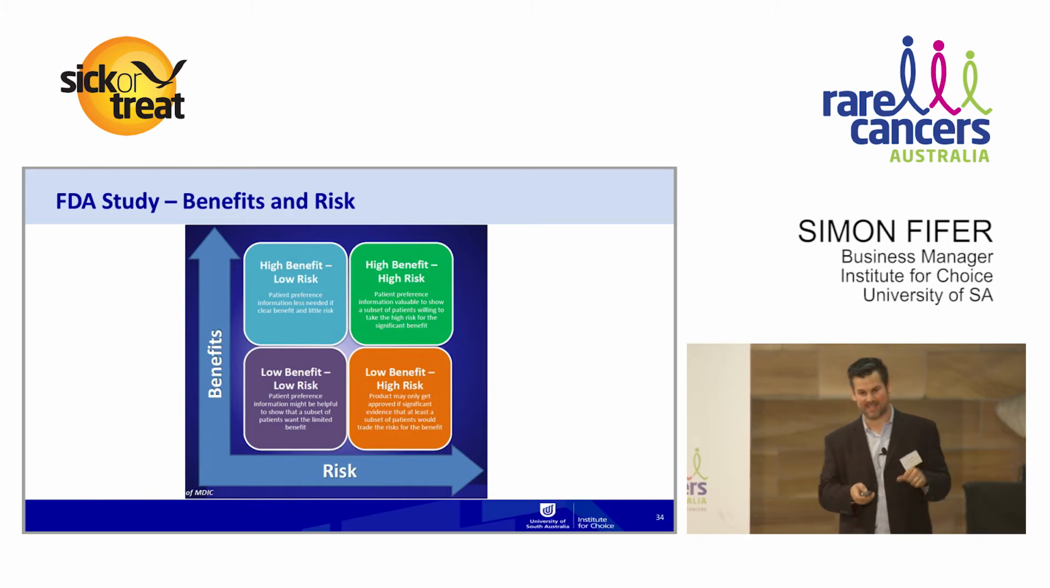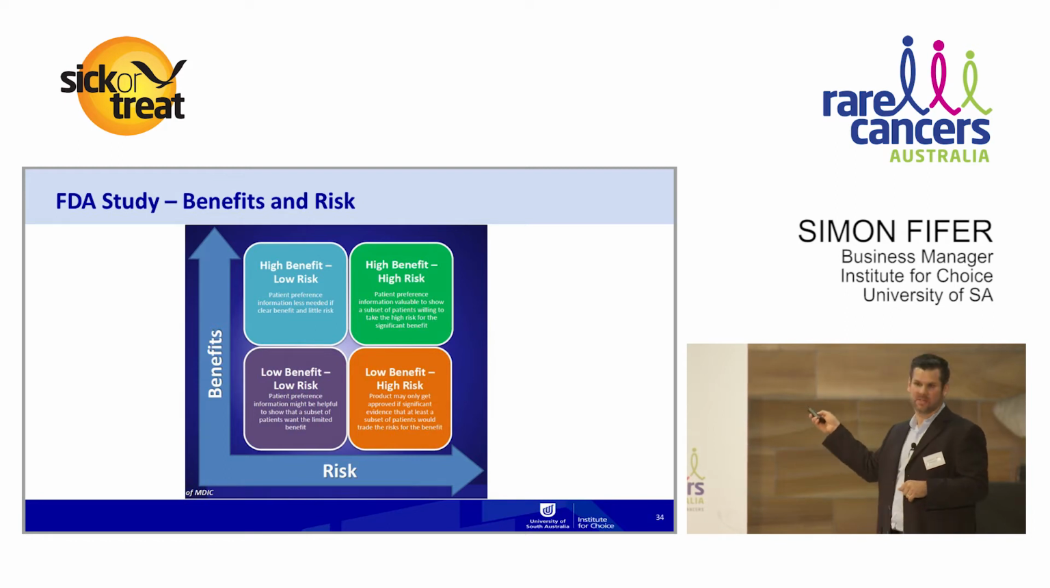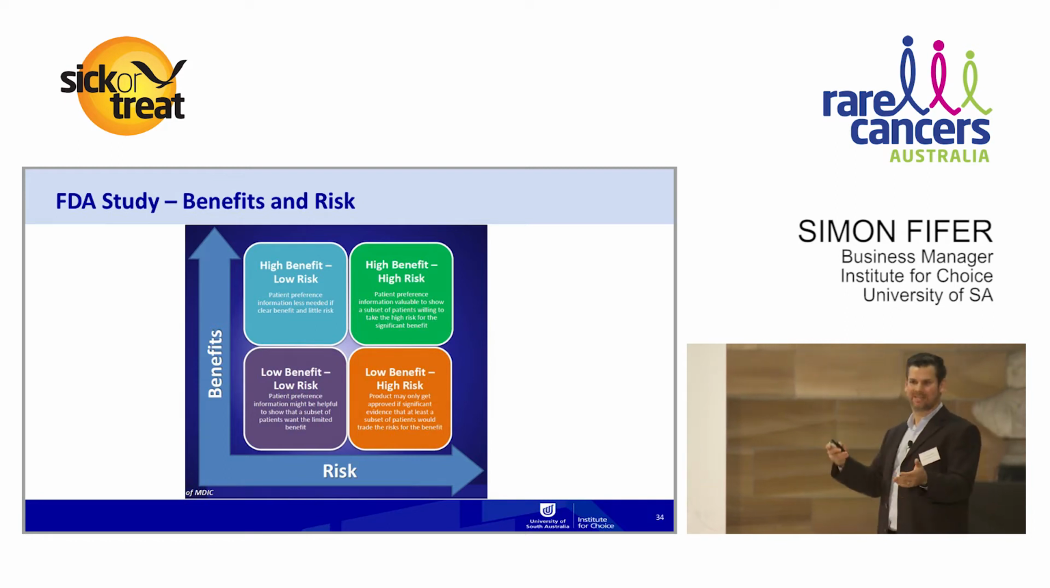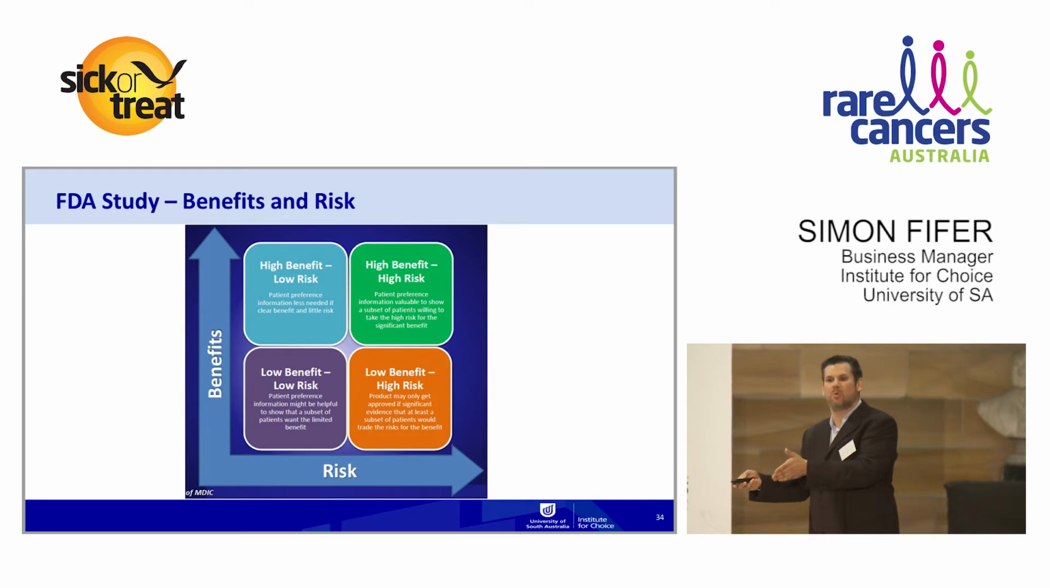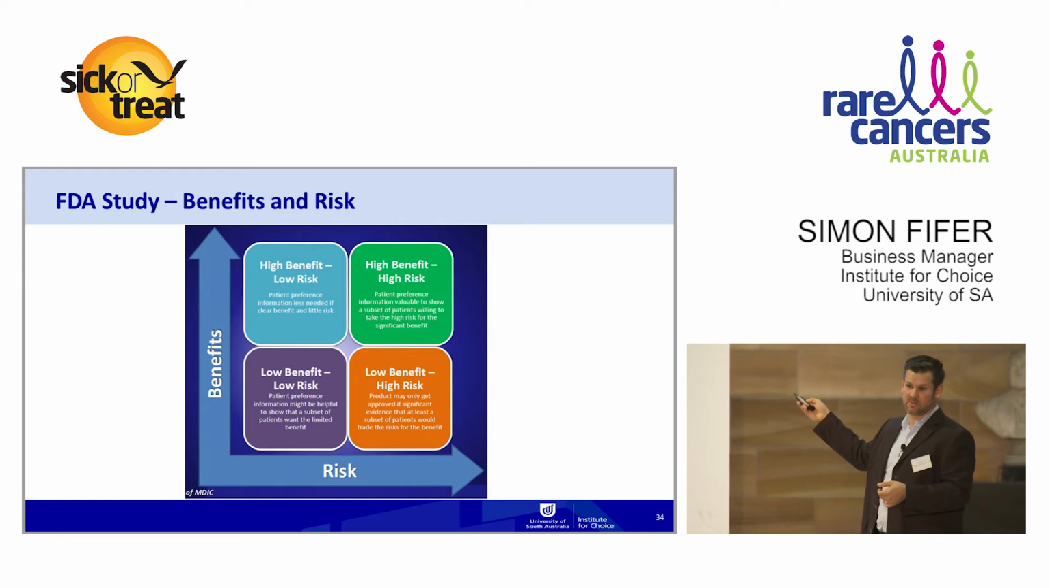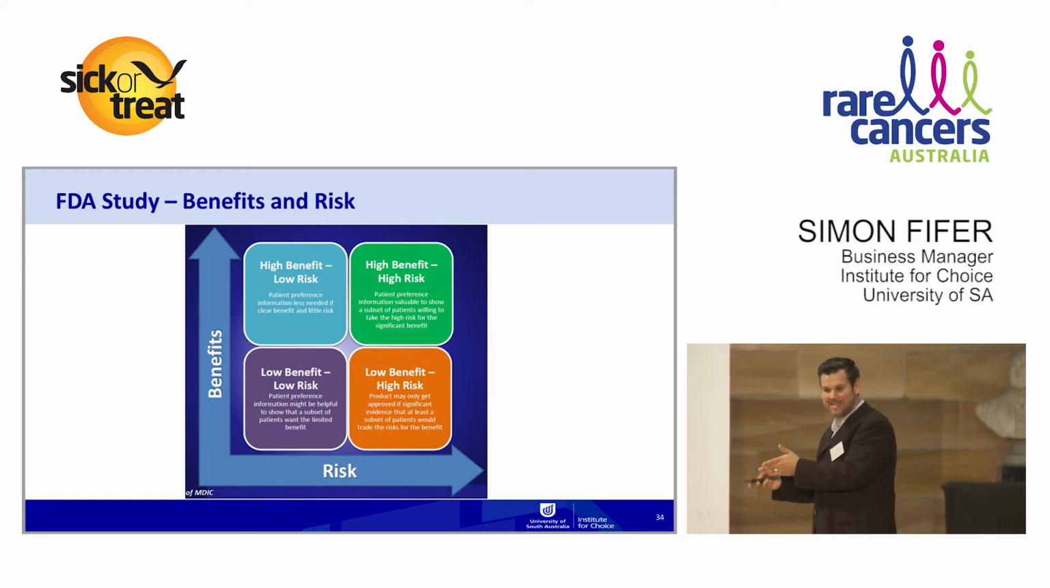In those guidelines, they have this type of quadrant, benefits and risk. They're saying patient studies would be relevant to any of these quadrants, some more so than others. For high benefit, high risk, patient preference information would be very important to see which segments of people would be willing to accept that risk for that benefit. Even for a low benefit, high risk, there are some patients who may take that on board.